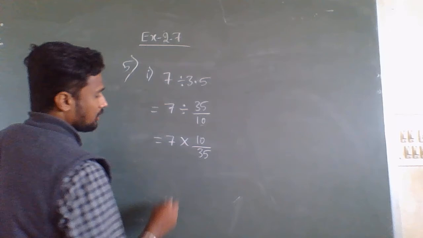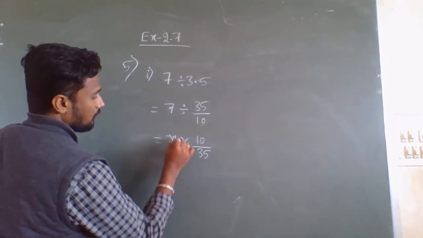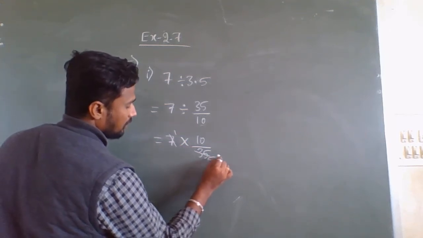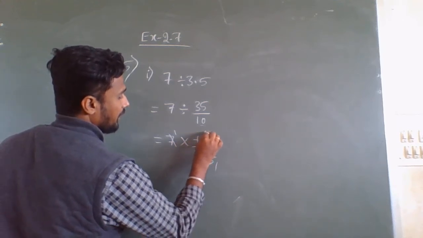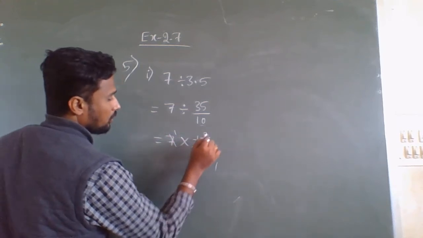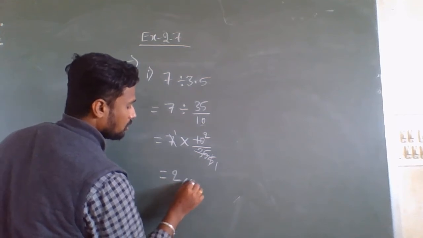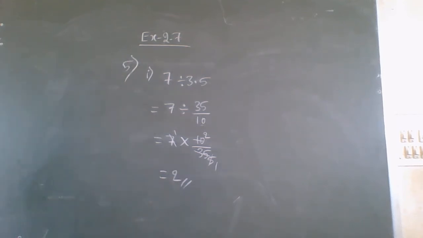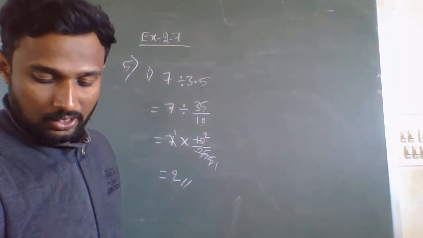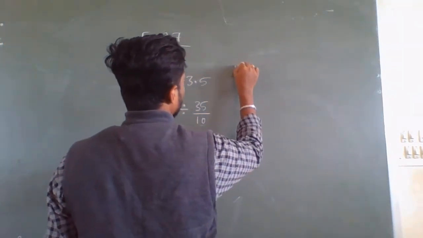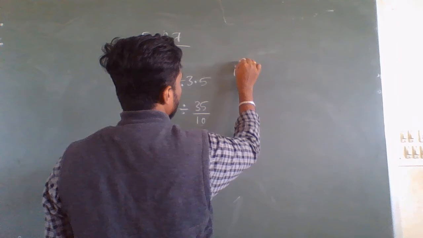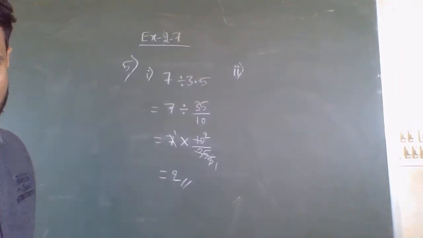So now you can see 7 ones are 7, 7 fives are 35. So 10 by 5 means 5 ones are 5, 5 twos are 10. So 1 into 2 means what you will get? 2 is the answer. Next one, in fifth main only, second question.